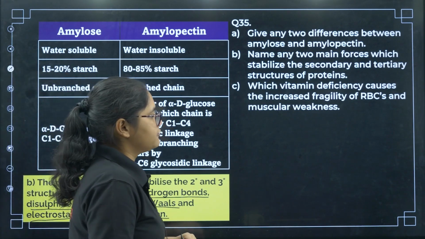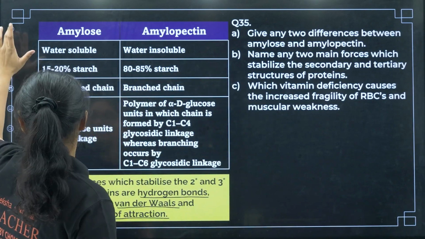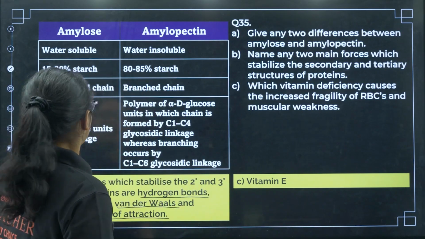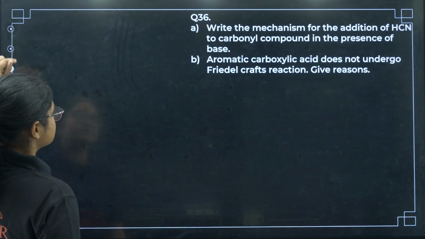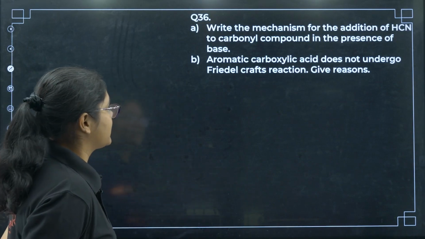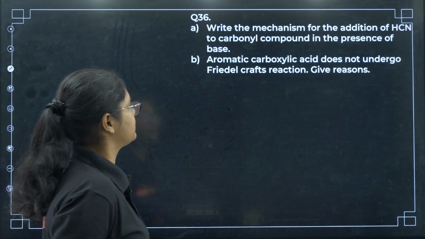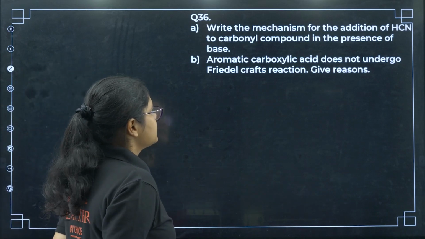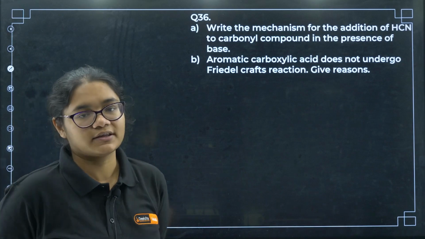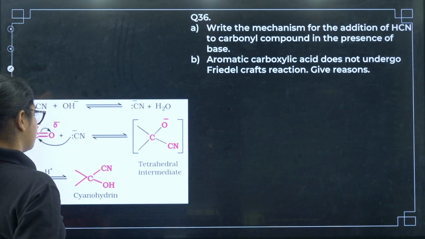Next, which vitamin deficiency causes the increased fragility of RBCs and muscular weakness? That is your vitamin E here. So this is the 5-marker question from biomolecules. Next, from aldehydes, ketones and carboxylic acid: write the mechanism for the addition of HCN to carbonyl compounds in the presence of a base. Aromatic carboxylic acid does not undergo Friedel-Crafts reaction, give reason. The mechanism is very simple here.